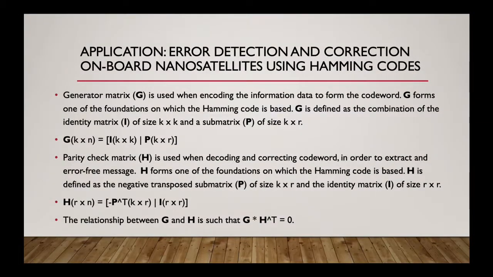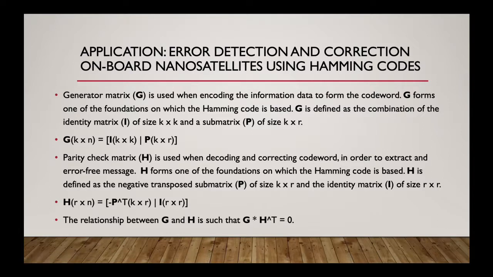A generator matrix, which is G, is used when encoding the information data to form the code word. G forms one of the foundations on which the Hamming code is based. G is defined as the combination of the identity matrix I of size k by k and a submatrix P of size k by r. And then here's just a little equation. G k by n equals a matrix where it's I k by k and P k by r.